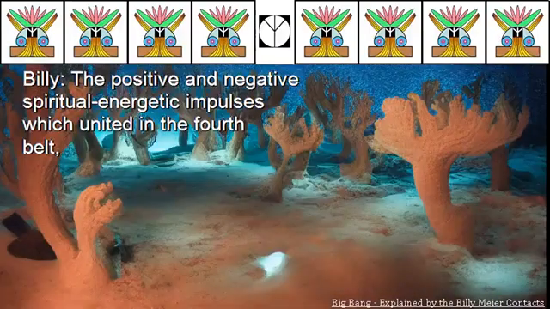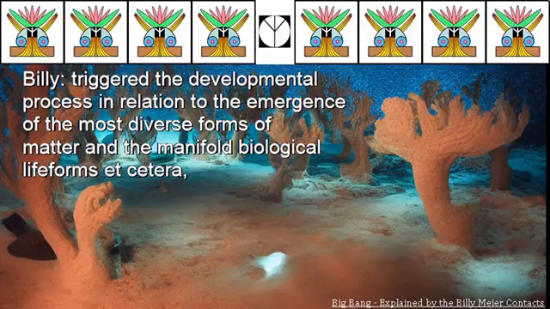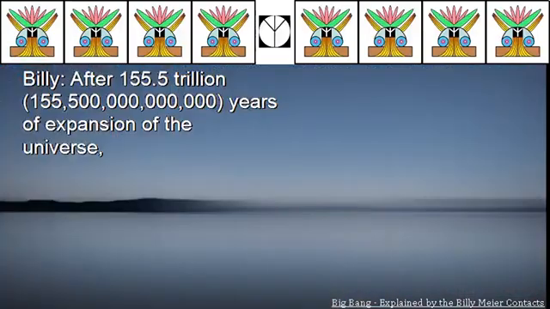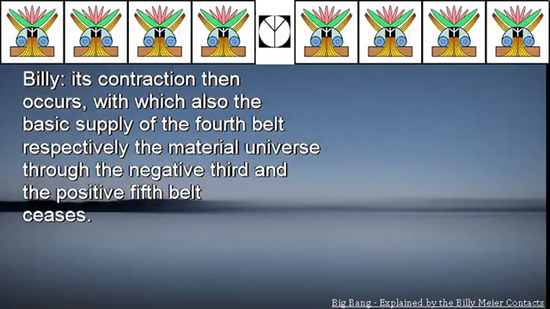The positive and negative spiritual energetic impulses which united in the fourth belt, which was still empty at the beginning, triggered the developmental process in relation to the emergence of the most diverse forms of matter and the manifold biological life forms, etc., thus forming the material universe with all its reality, and the planes and forms, etc., existing in it. After 155.5 trillion years of expansion of the universe, its contraction then occurs, with which also the basic supply of the fourth belt, respectively the material universe, through the negative third and the positive fifth belt ceases.